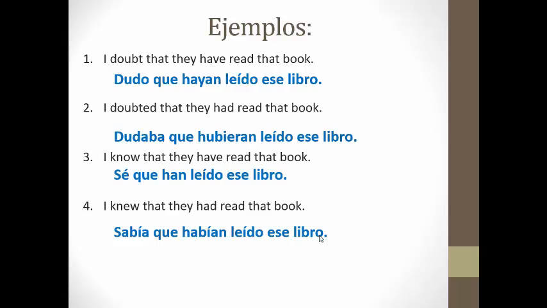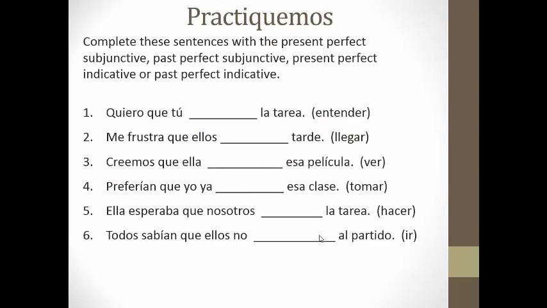Okay, now let's go to our practice problems and see if we can identify when we need subjunctive, when we don't, and then when we need the present perfect subjunctive and when we need the past perfect subjunctive. Okay, here's our practice problems. Our directions tell us, please complete these sentences with the present perfect subjunctive, past perfect subjunctive, present perfect indicative, or past perfect indicative. I tried to keep it a little bit easier for you. The first 3 are all present tense sentences, so you're either going to be using present perfect subjunctive or present perfect indicative. And then the bottom 3, I put them all in the past, so that means you either need past perfect subjunctive or past perfect indicative.